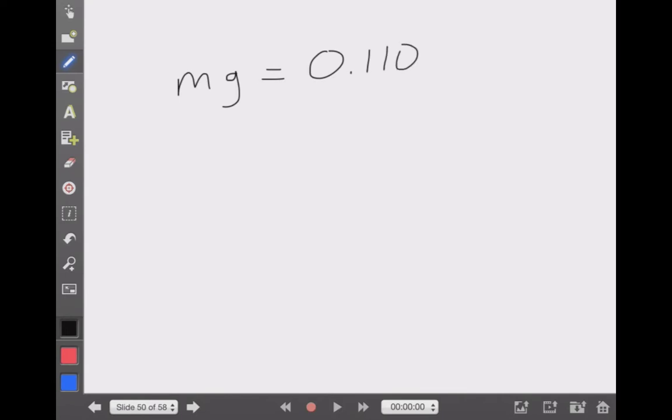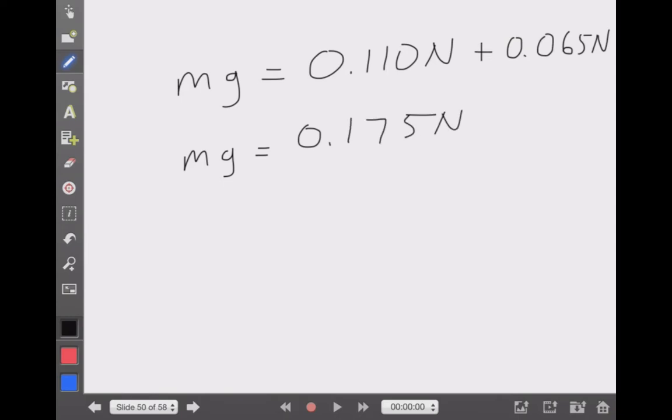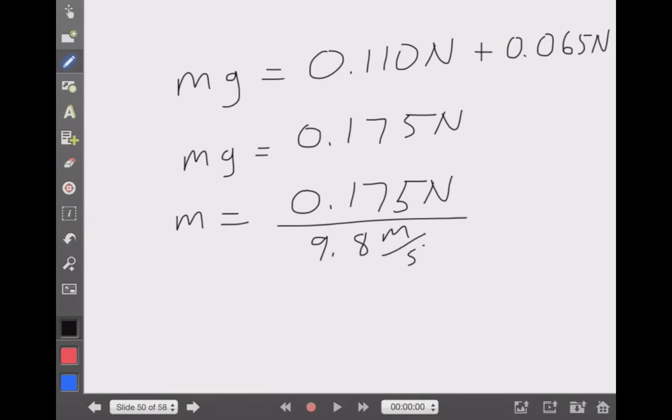And so the final answer, well, almost, mg is going to equal the tension in the string, which we previously calculated to be 0.110 newtons. We're going to add to that the buoyant force, 0.065 newtons, and so mg equals 0.175 newtons, and the mass is now going to be equal to 0.175 newtons divided by 9.8 meters per second squared.